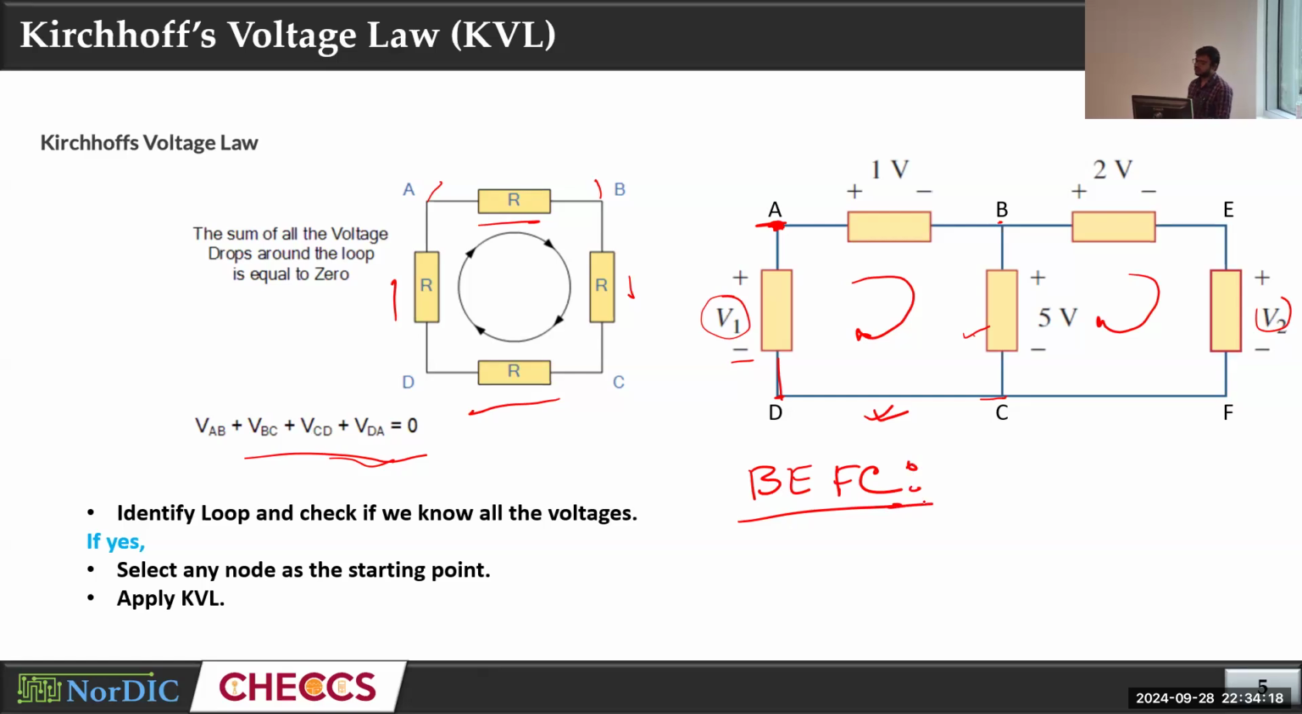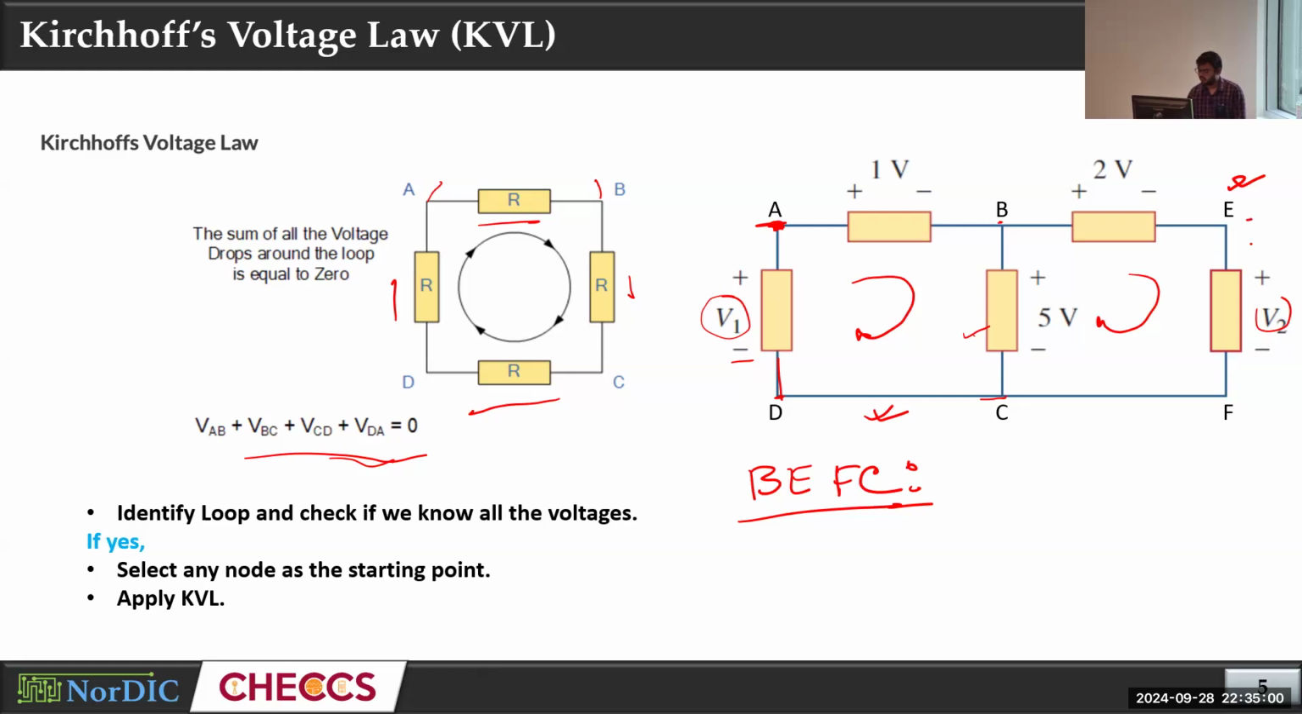For BEFC, what should you do first to write the KVL for this loop? Do you remember the steps? We have to select a starting point. We don't need to write that down; it's for your own ease. You can select any point, but you have to follow the path. You cannot go to an arbitrary point from a node. So let's start with E now. Okay, let's start from E.